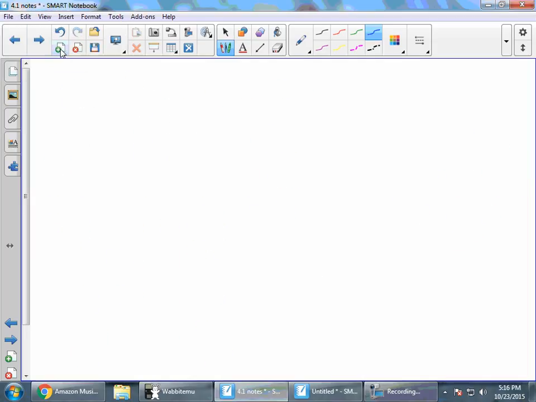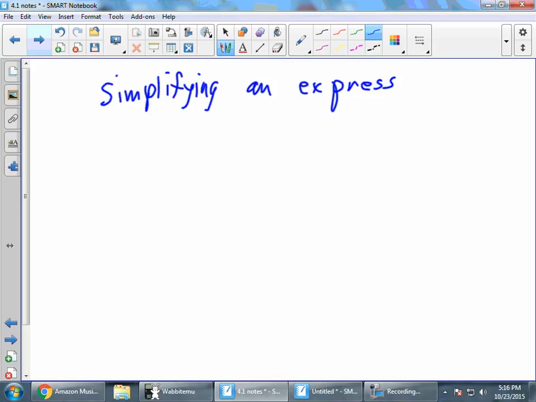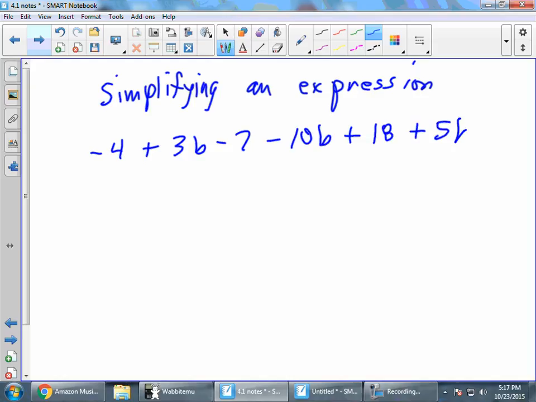The next one I want to talk about is simplifying an expression. An expression is a mathematical phrase with no equal sign. So we might have something like negative 4 plus 3b minus 7 minus 10b plus 18 plus 5b. And I just made that up.